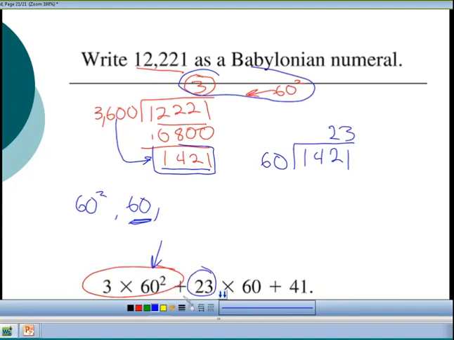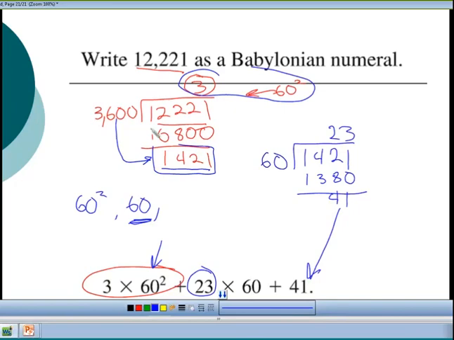By below, I mean down here. And so you take your 23 and times it by 60, and that tells you we've got 1,380. If you subtract from 1,421, you've got your 41 left over, and so that is our 41 remainder down here.